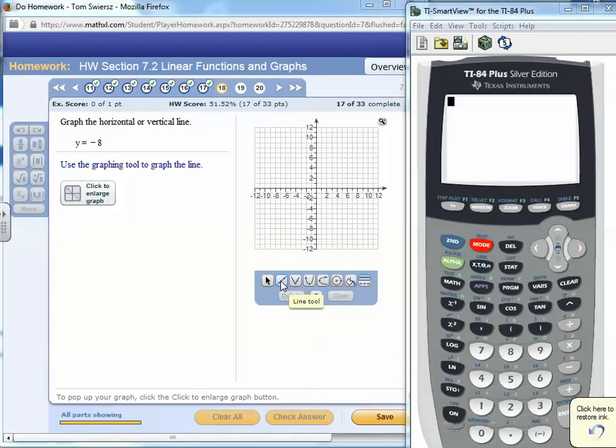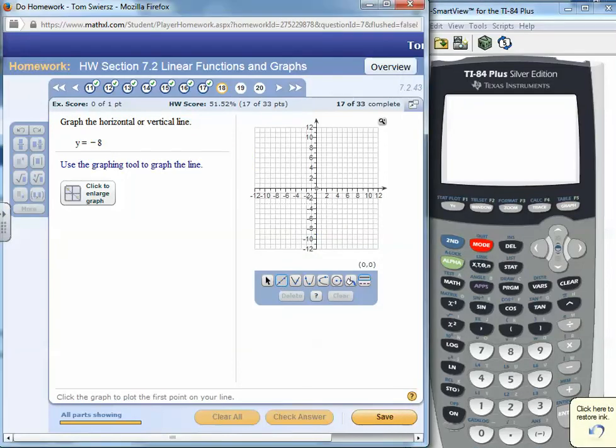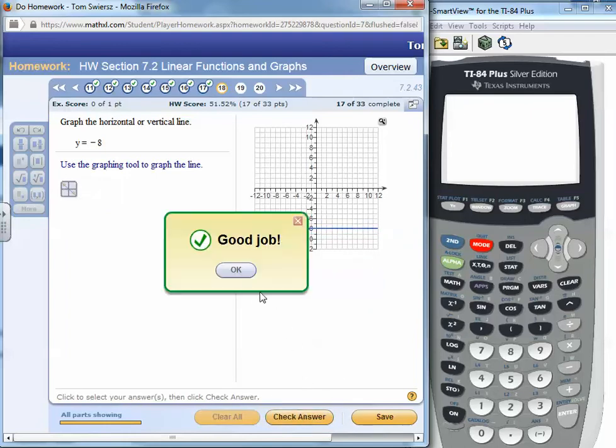All right, we know it's a line, right? So you pick the line tool. But you can go over anything you want, right? But you always got to do what? You got to go down 8 because y is a negative 8. So there's one point. We can go over. There, y again is a negative 8. And there's our horizontal line, which is the graph of the equation.